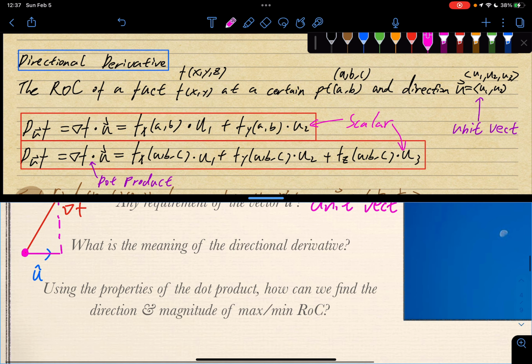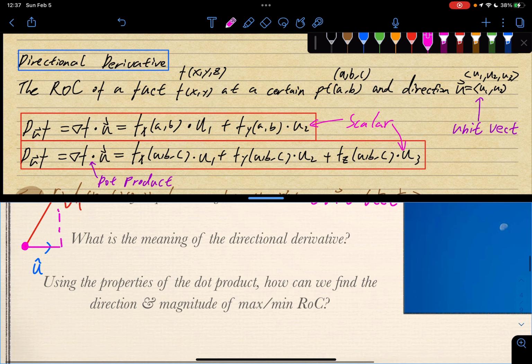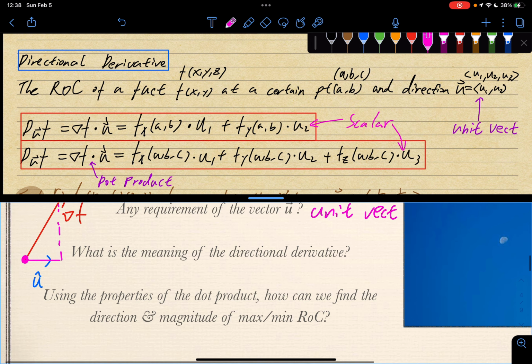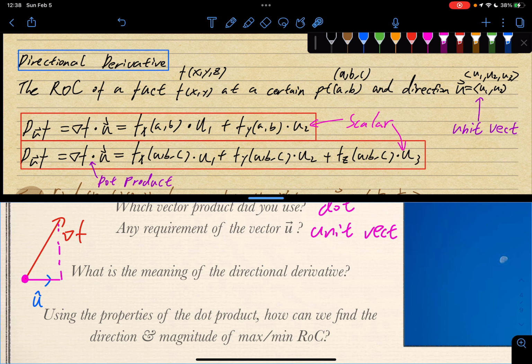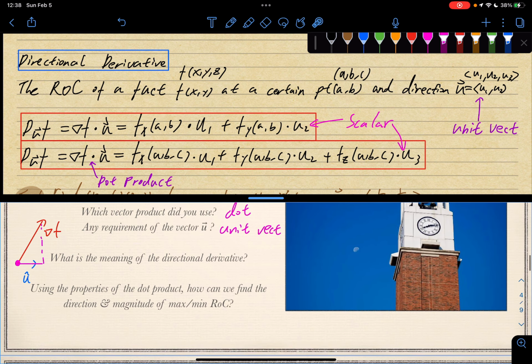So using the property of the dot product, how can we find the direction and magnitude of maximum and minimum rate of change? Using this example, of course, the gradient of f itself represents the maximum rate of change. But that means if we go in the opposite direction, it would be the minimum rate of change, or we call them the steepest ascent and the steepest descent. So that is the idea between the two.